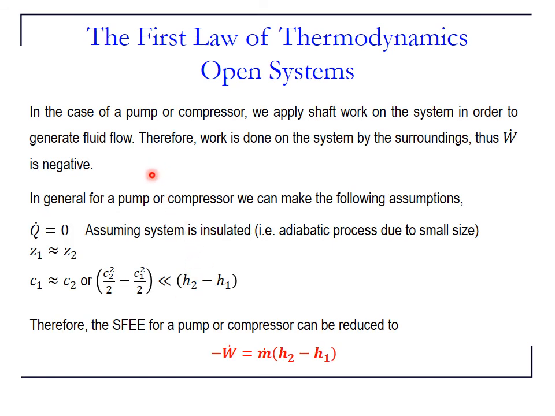We can either use a mechanical pump or compressor, or we can use an electric pump or compressor. But no matter what it is, we need a shaft work for the pump or compressor to be working. This shaft work can be provided by, for example, electricity. So in this case, the work done is definitely not zero. And the work is done on the system by the surroundings, so the work done is a negative value.